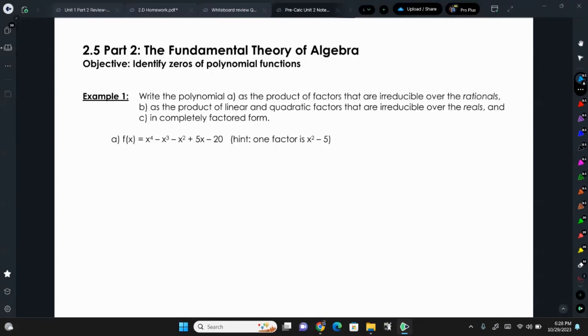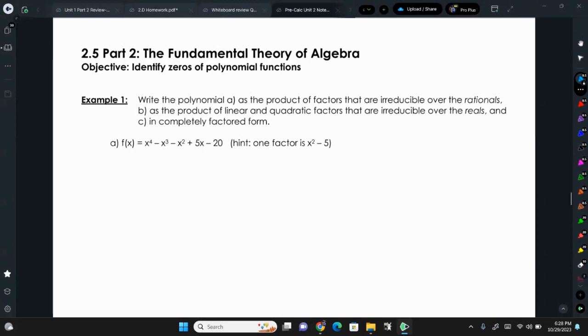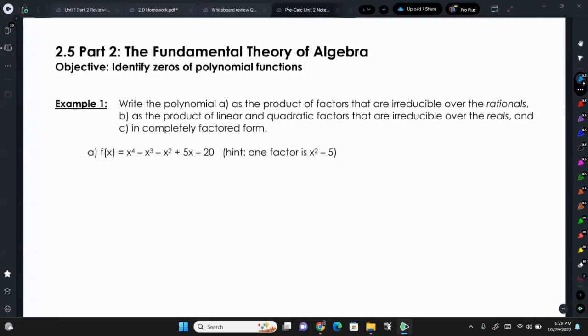All right, this is part 2 of the fundamental theorem of algebra, section 2.5, where we're going to expand on what we did yesterday. So we're going to talk about some new terms when we are writing our polynomials in factored form. So if we write a polynomial that is a product of factors that are irreducible over the rationals, okay, that means that we can't write it as any more factors that have rational solutions.